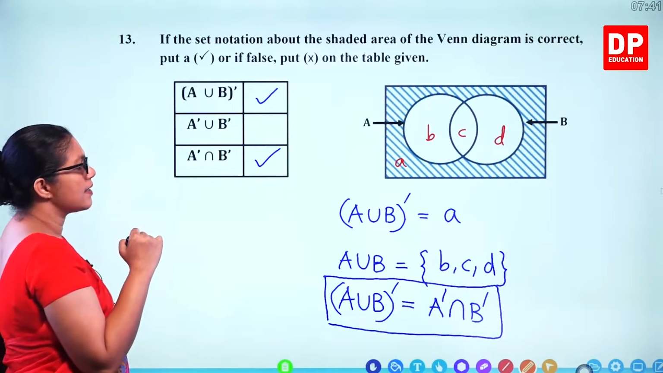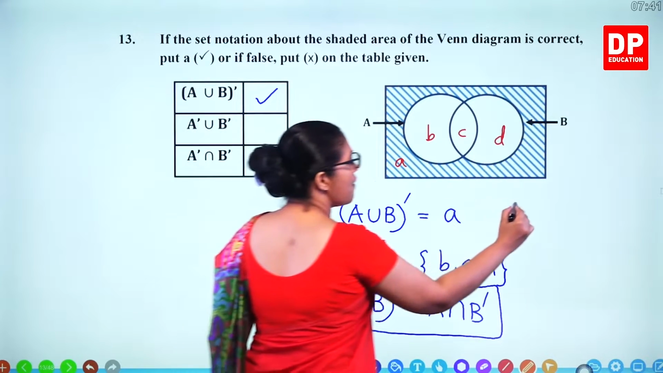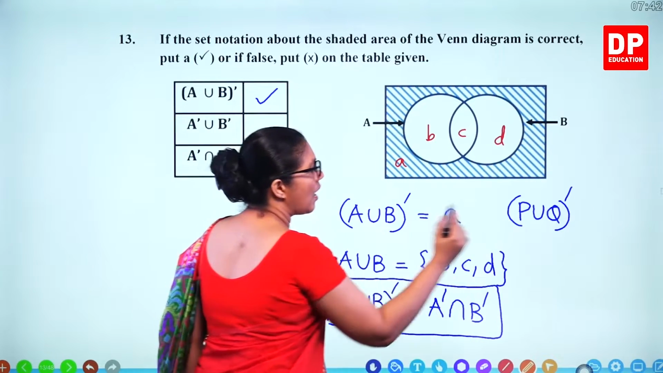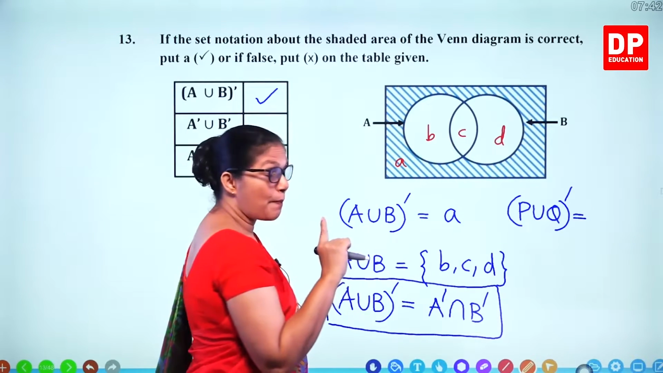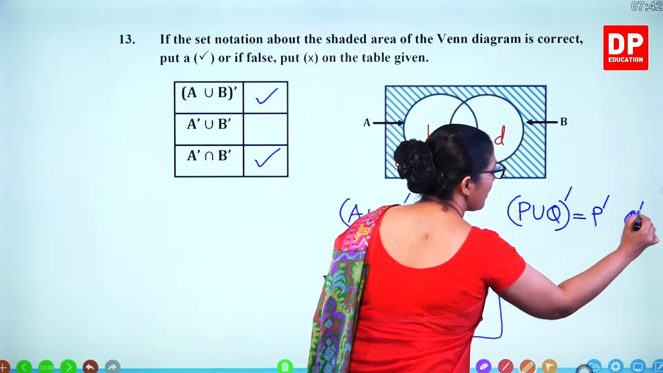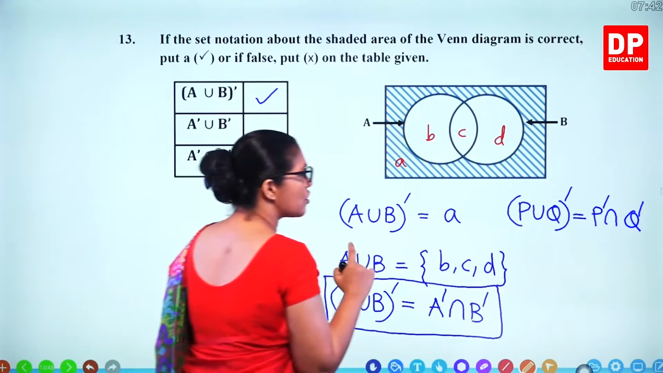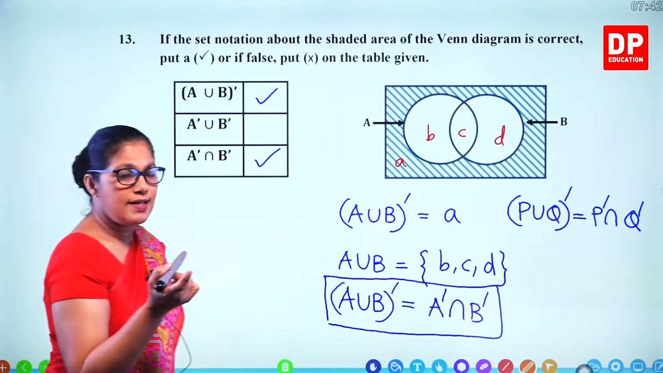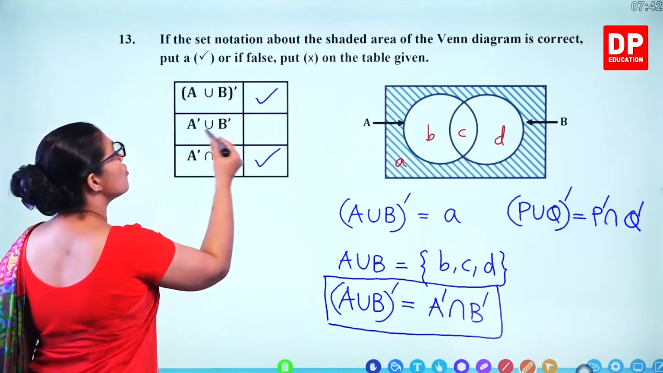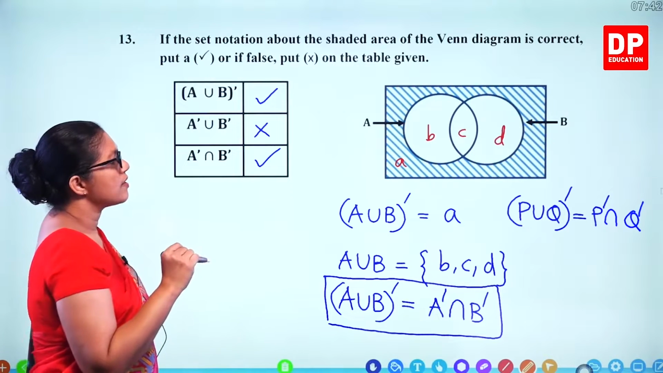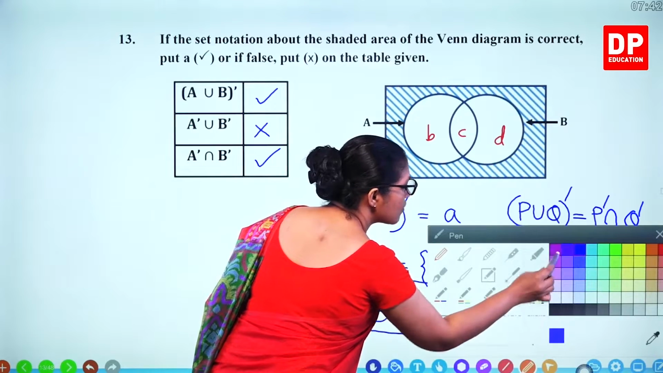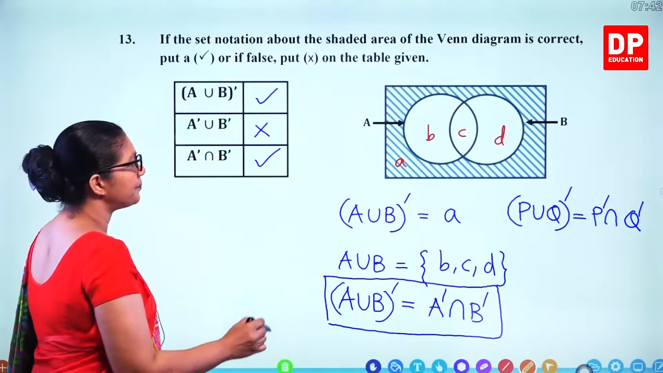So this is correct. Again, if this is P union Q dash, this is equal to P dash and Q dash. You write separately with dash, and union becomes intersection. So remember that, it's really easy to apply. So this is equal to intersection. So this is definitely not correct. So the first and the last one are correct. So you get 2 marks for that.